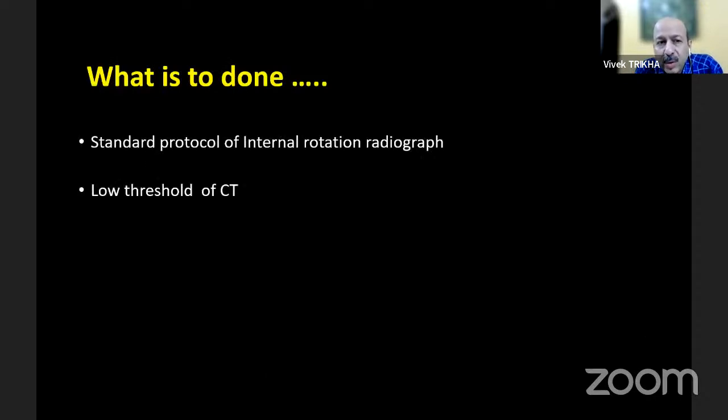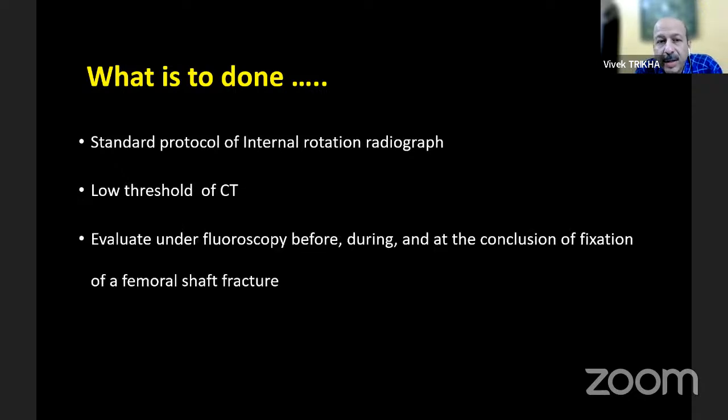So what do we need to do? We need to have an X-ray protocol of getting an internal rotation radiograph. The threshold for CT should be low, and look out for a fracture which is undisplaced. Always and always evaluate under fluoroscopy during and at the conclusion of fixation of a femoral shaft fracture, which many a time we miss.